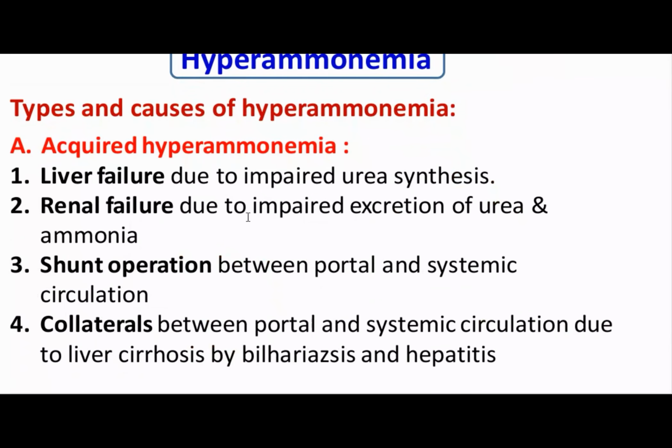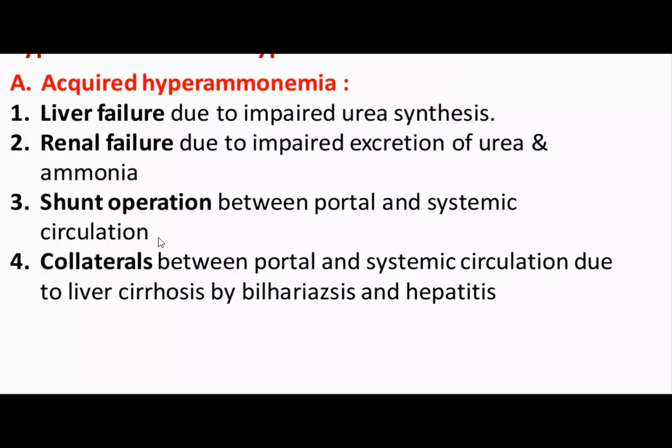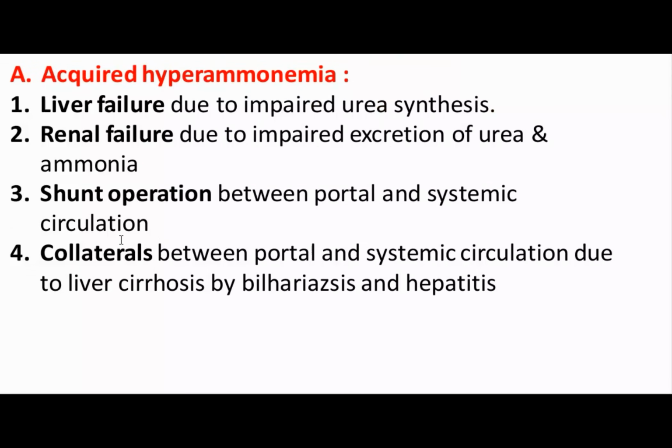There are various types and causes of hyperammonemia. Acquired hyperammonemia includes liver failure due to impaired urea synthesis, renal failure due to impaired excretion of urea and ammonia, and shunt operations between the portal and systemic circulations, and collaterals between the portal and systemic circulation due to liver cirrhosis or hepatitis.